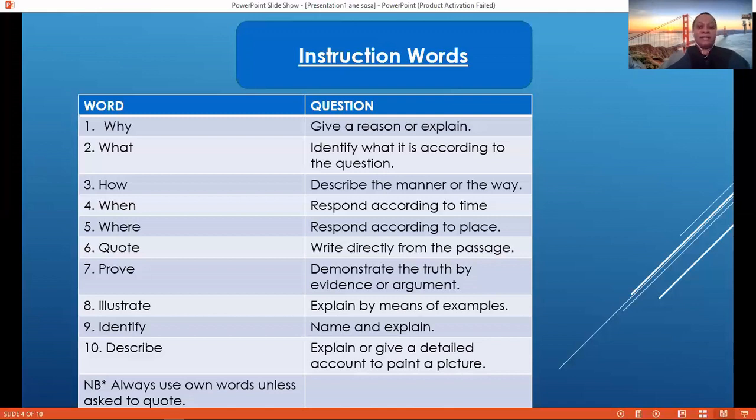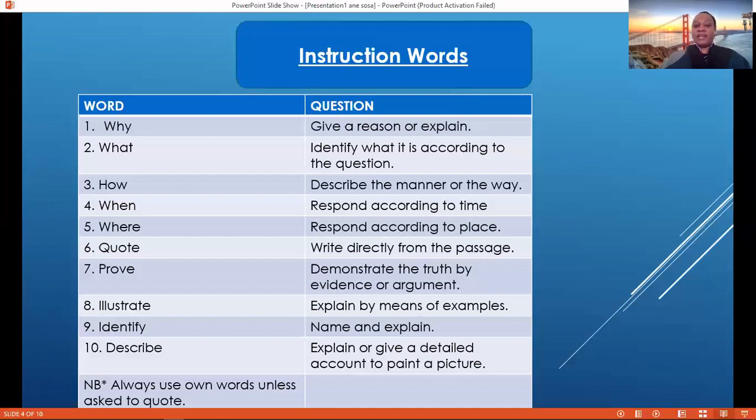What? Identify what it is according to the question. How? Describe the manner or the way something happens maybe in the passage, or how someone does something in that text. That is how.